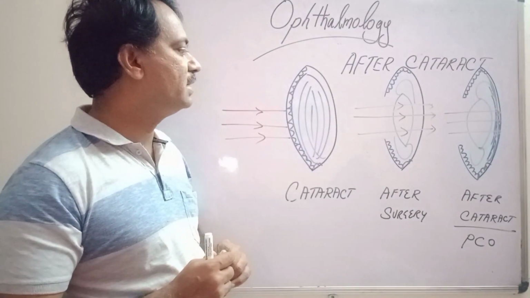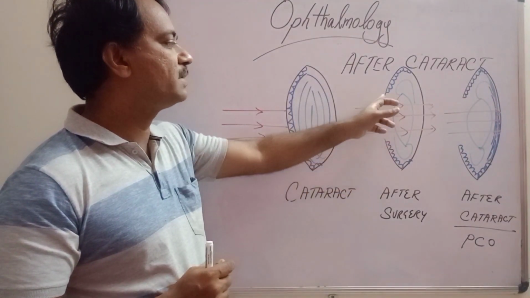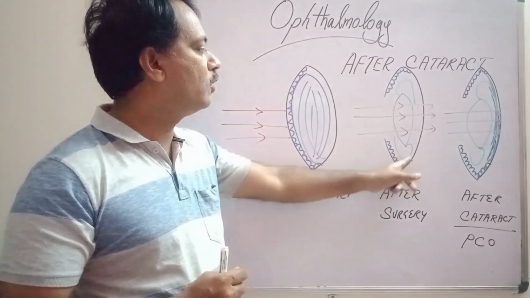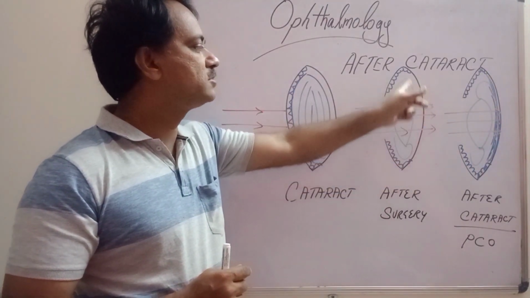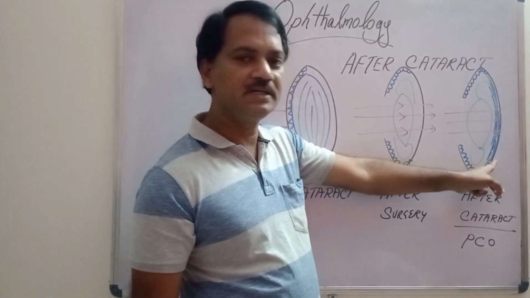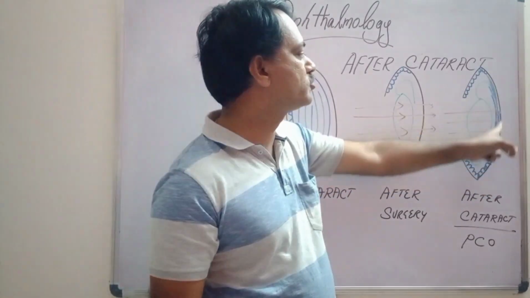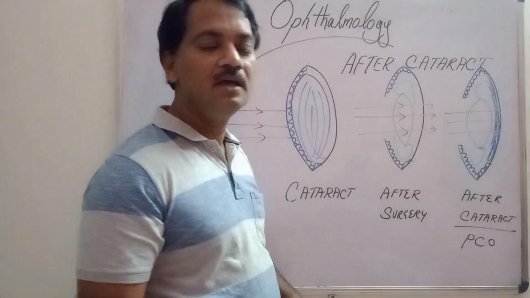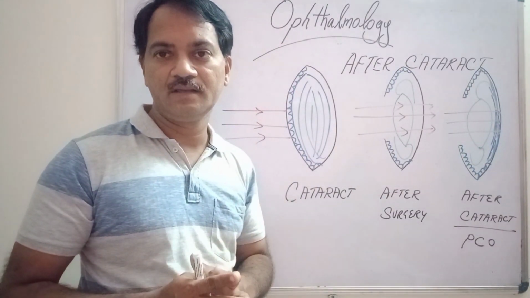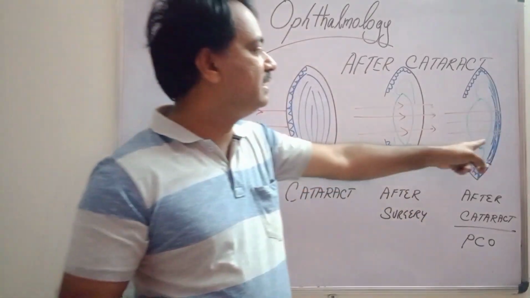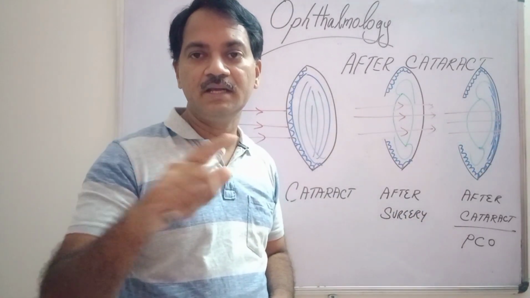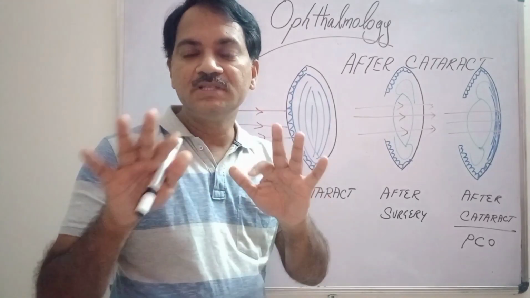These lens fibers, because there is no support on the anterior surface of the lens, grow along the posterior capsule of the lens. You can see here in the third picture, they grow along the posterior capsule of the lens. Sometimes it may become very thick, obstructing the light rays passing through it and falling on the retina, reducing the vision.